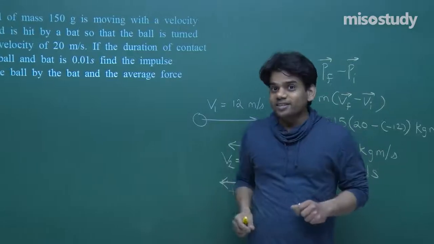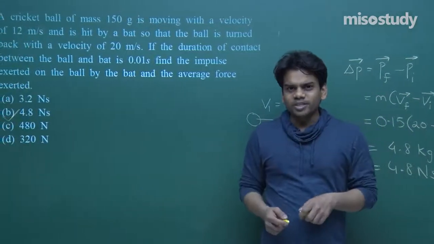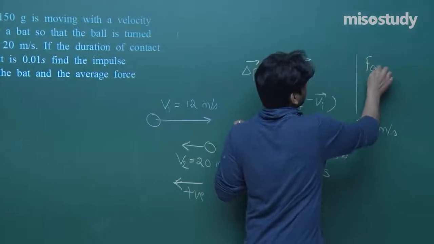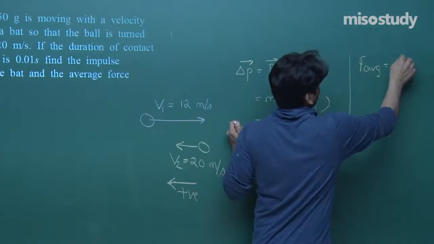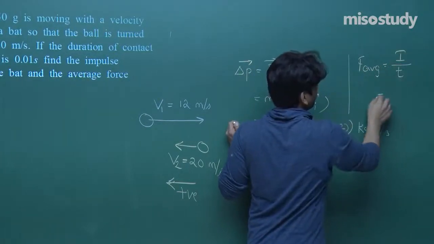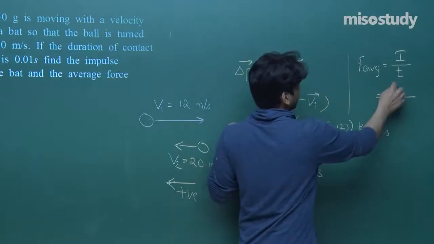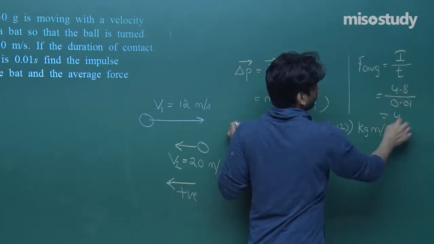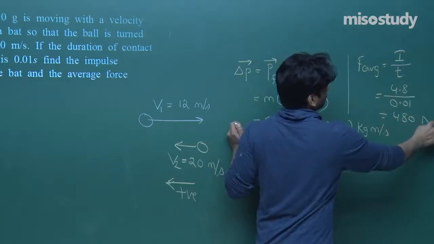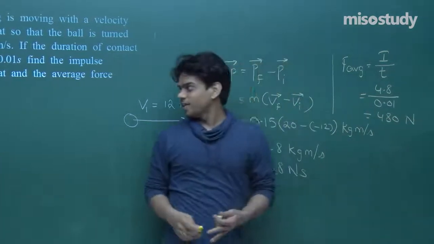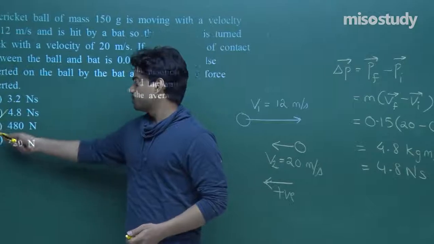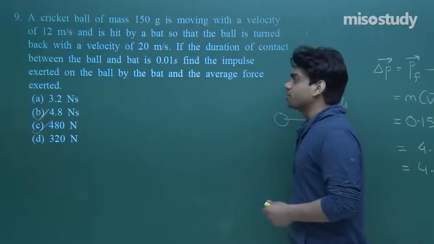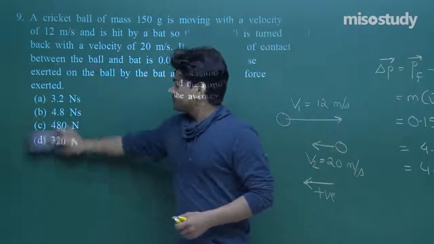What is the average force exerted? Average force is change in momentum per unit time, so we can say it is impulse per unit time. So F average is impulse divided by time. That will be equal to 4.8 divided by 0.01, which comes out to be 480 Newton. Let's check the answer. We can see option number C has 480 Newton. That is the right answer for the average force exerted on the ball for this change in momentum. Let's go ahead with the next one.